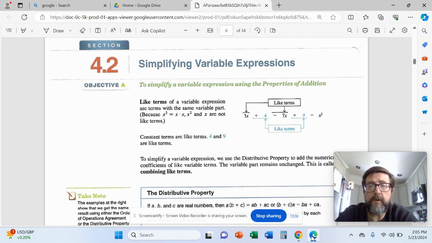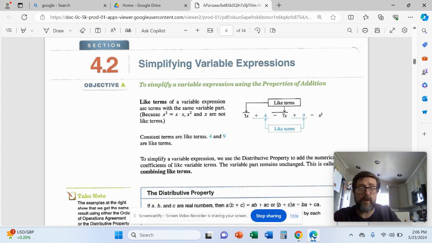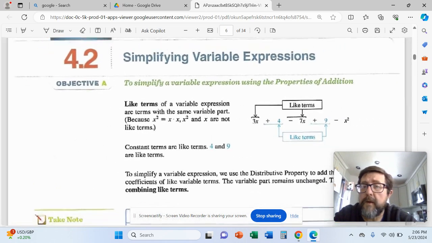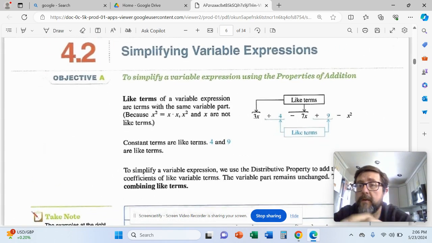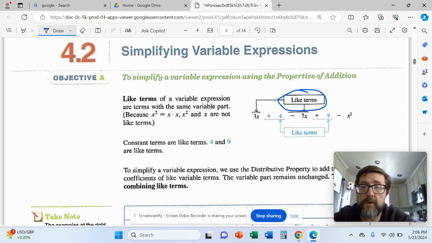I don't know if you've ever heard you can't combine apples with oranges. They're two different things. Variables are kind of the same way, but we can combine like terms. We're not even going to be solving answers as such. We're just going to be simplifying it and combining like terms. This term right here, like terms.